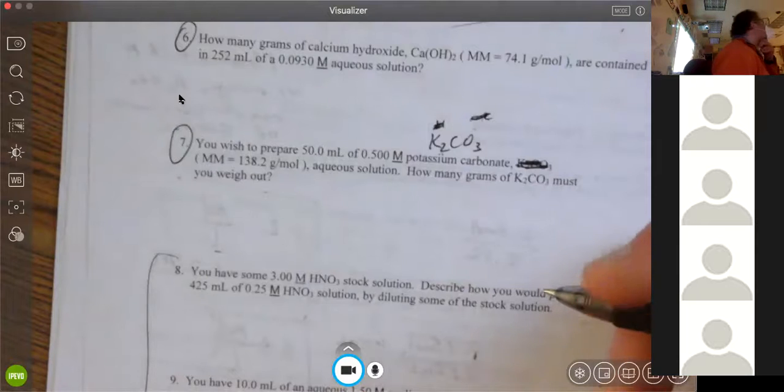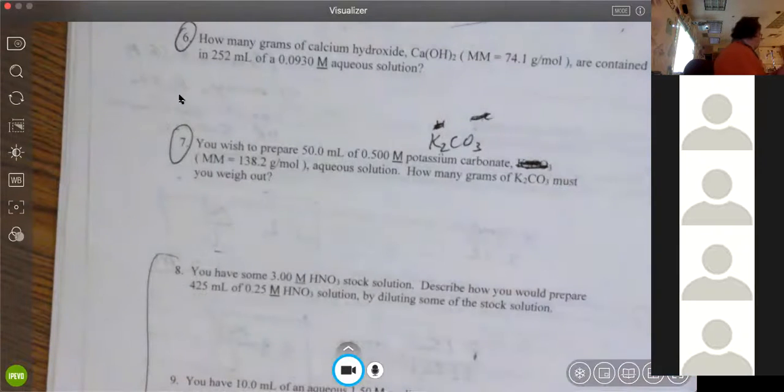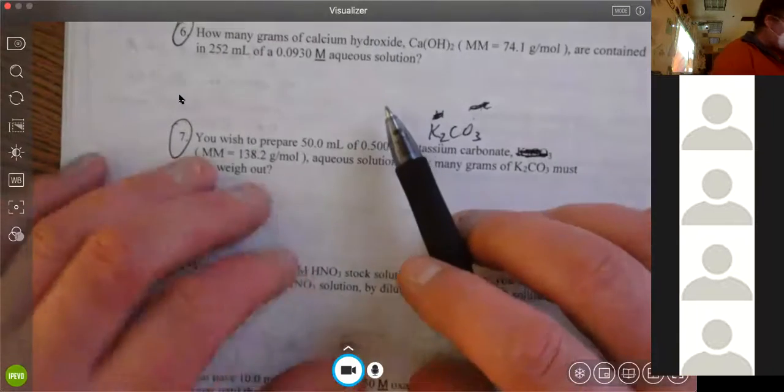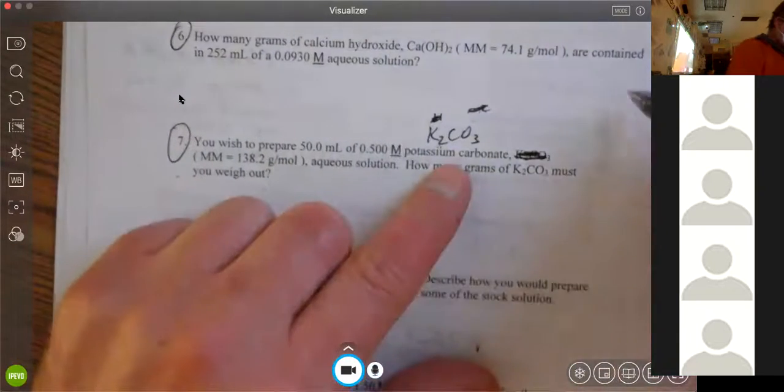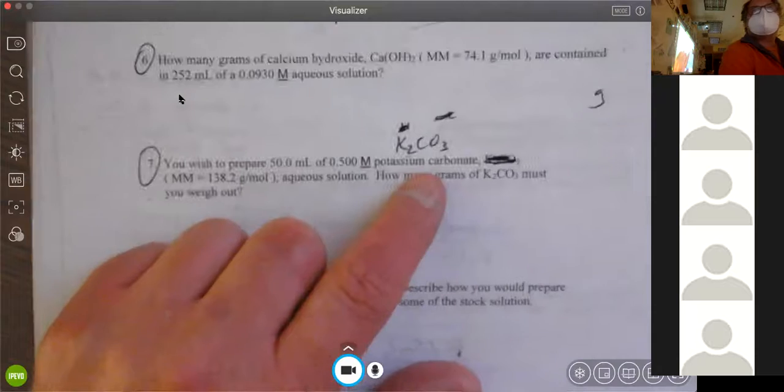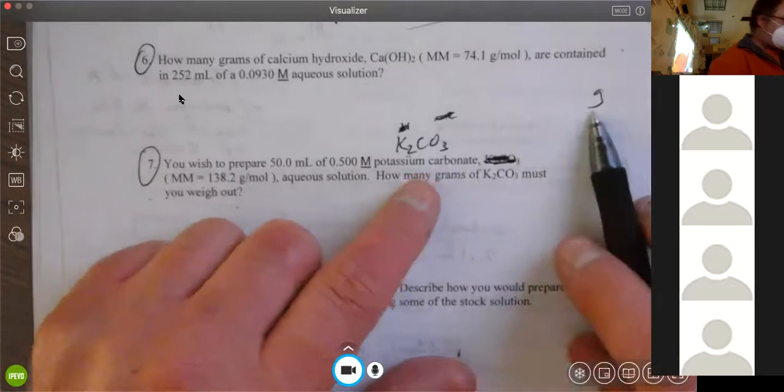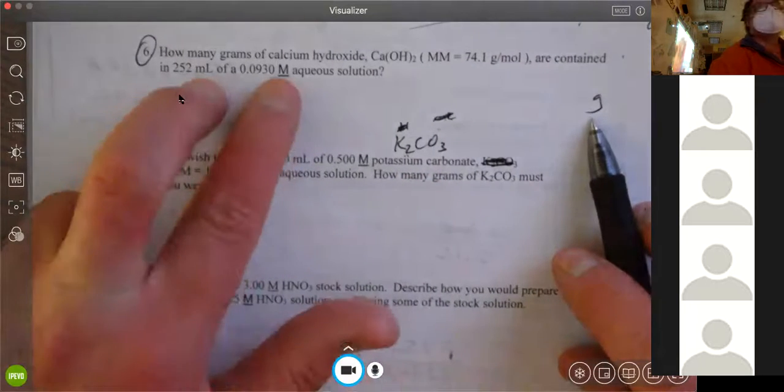Why is that important? Well, you need to add up the molar mass by looking at the periodic table, right? Remember the molar mass from last semester? All right, let's take a look. Number 6. How many grams? Right there, it tells me I want grams at the end. How many grams has 1 unit? So I'm going to use the one with 1 unit here. That is 252 milliliters.